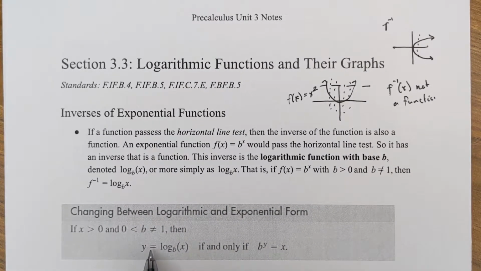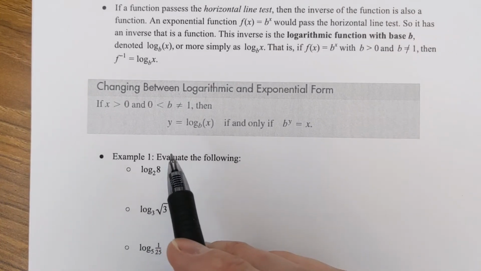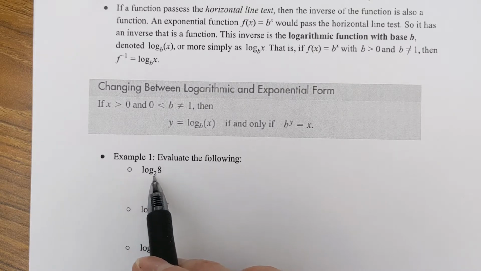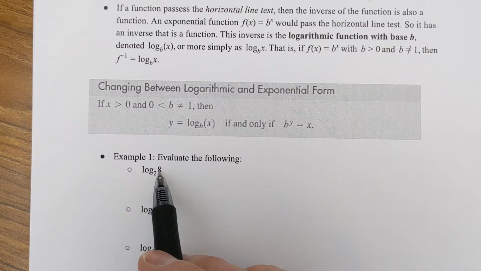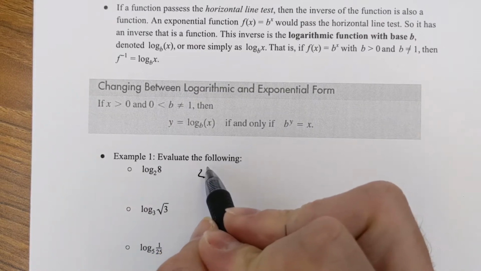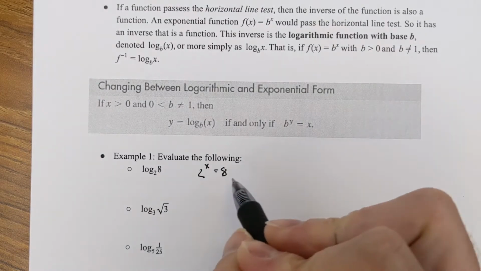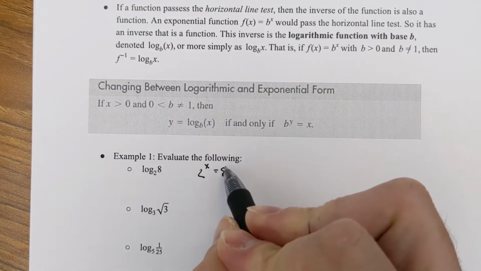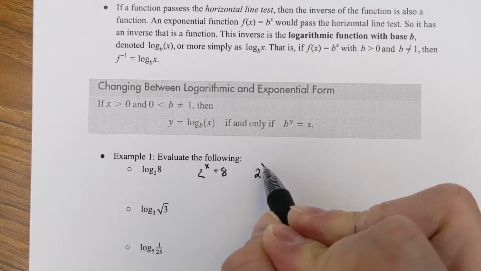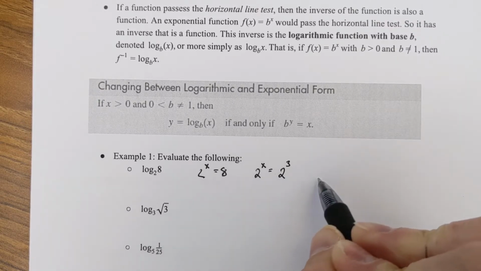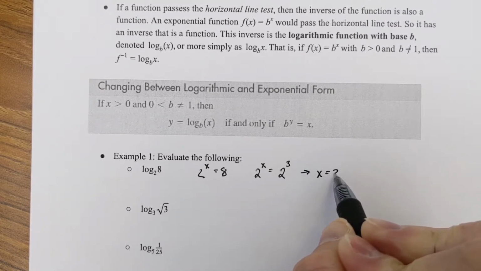So y equals log base b of x if and only if b to the y is equal to x. So a logarithm returns the exponent used on the base to get that value. So like here, log base 2 of 8 is asking what power of 2 is equal to 8. So we need to get a common base here. We need to write 8 as some power of 2, so 2 to the x. 8 is actually 2 cubed. Since the bases are the same, the exponents have to be the same. So that means that x has to equal 3.